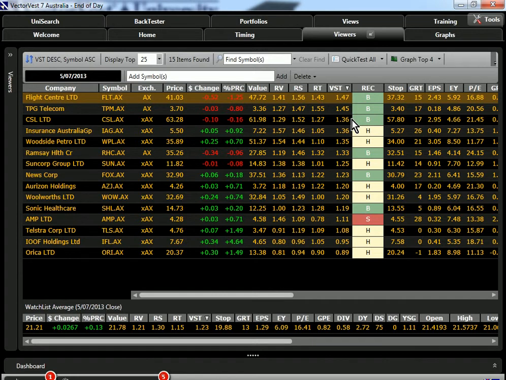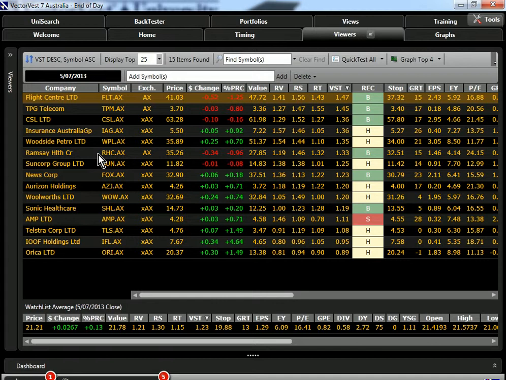The stocks at the top have the best combination of value, safety, and timing, and the stocks at the bottom of the list have the worst combination of value, safety, and timing. And I'm going to talk about some of the indicators that we see here in the spreadsheet, and I'm going to move from left to right.